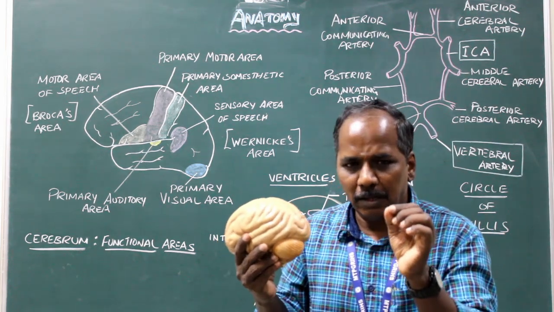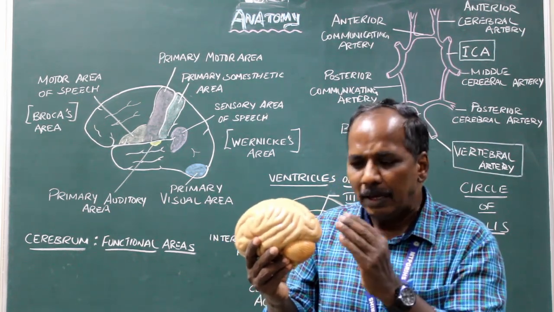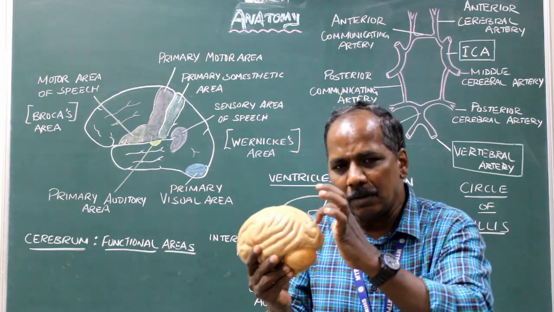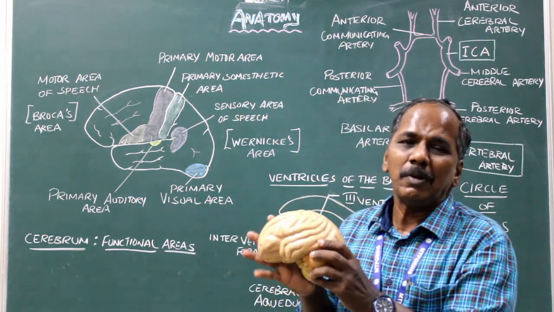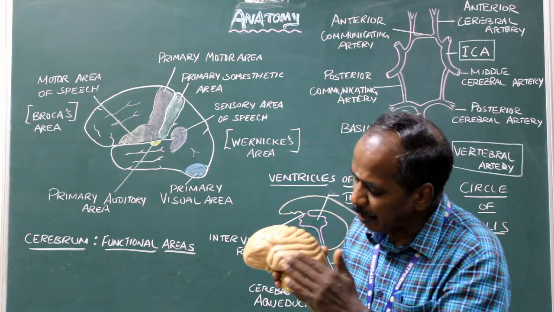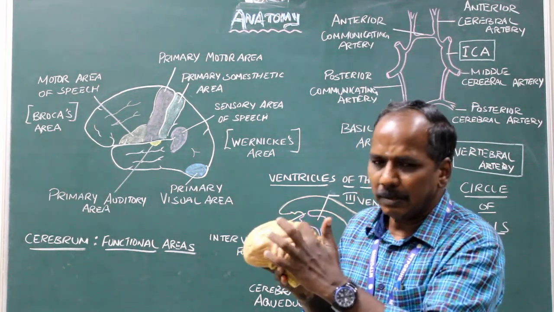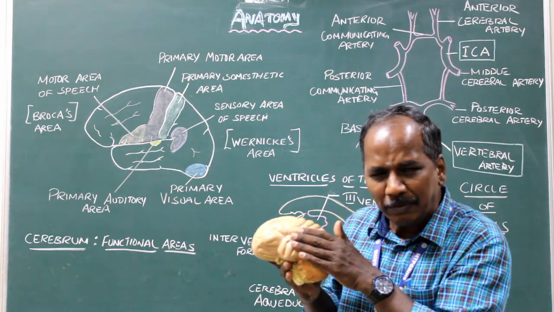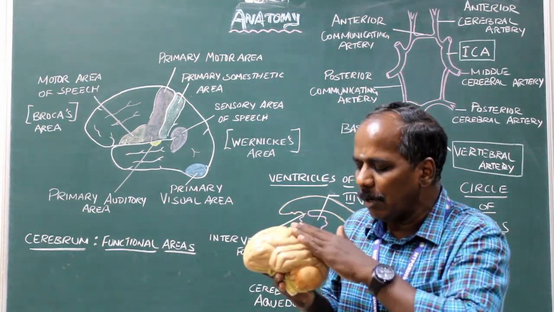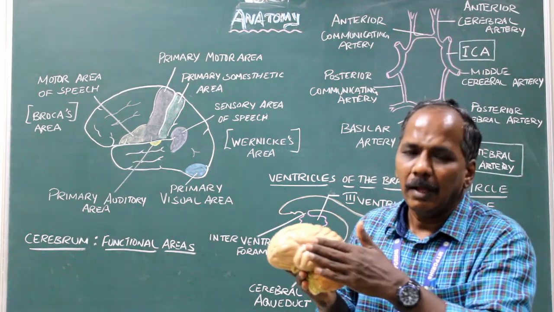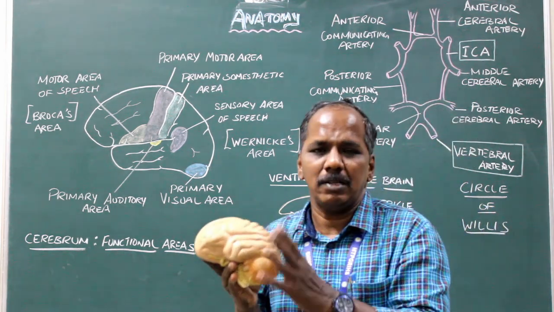Occipital lobe is the part of the cerebrum present behind the parieto-occipital sulcus. Temporal lobe is the part of the cerebrum present below the lateral sulcus. So the lateral sulcus separates the temporal lobe from the frontal and parietal lobes. The frontal and parietal lobes are above the lateral sulcus. The temporal lobe is below the lateral sulcus.